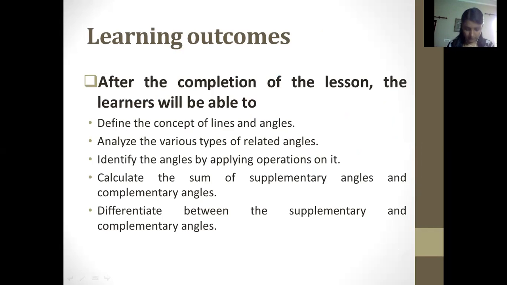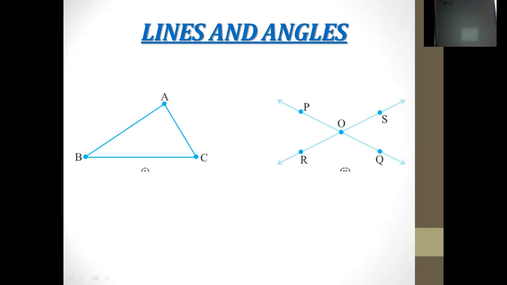After the completion of this chapter, you would be able to define the concept of lines and angles. Then you can analyze the various types of related angles. Then you can identify the angles by applying operations on them. Then you can calculate the sum of supplementary angles, and also complementary angles. Then you will definitely be able to differentiate between supplementary and complementary angles. So this is what our today's topic is.